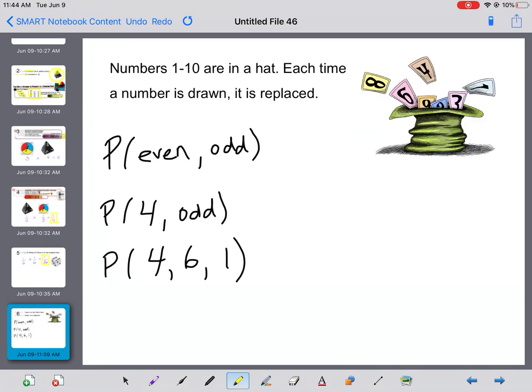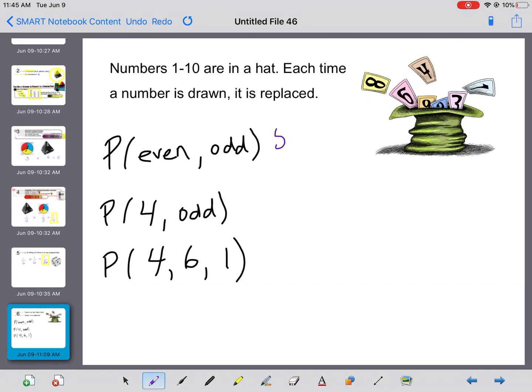Let's do a few more examples. So let's say we had a scenario where the numbers 1 to 10 are in a hat, and you're going to be choosing numbers out of that hat. And each time you draw a number, you put it back in. Okay, so we're always going to have 10 numbers in the hat. So we can use this multiplying probabilities to figure out the probability of first drawing an even number, and then you put it back, and then on the second draw, drawing an odd number.